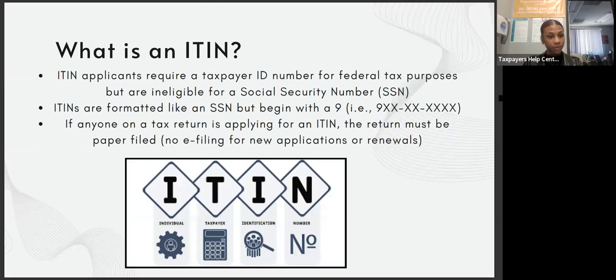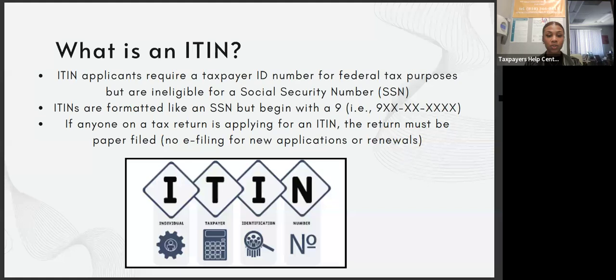What is an ITIN? ITIN applicants require a taxpayer ID number for federal tax purposes, but are ineligible for a Social Security number. ITINs are formatted like a social security number, but they all begin with the number 9, whereas a social security number can start with any number.